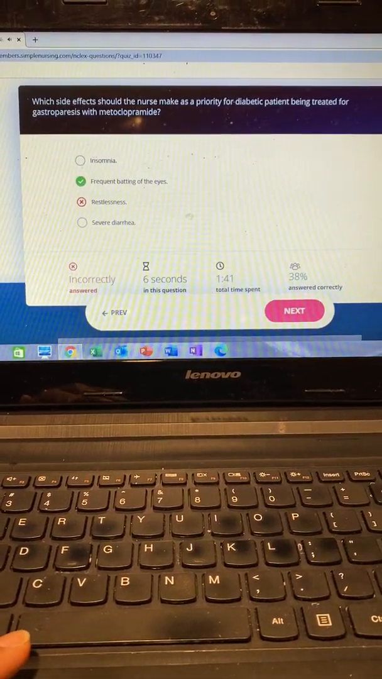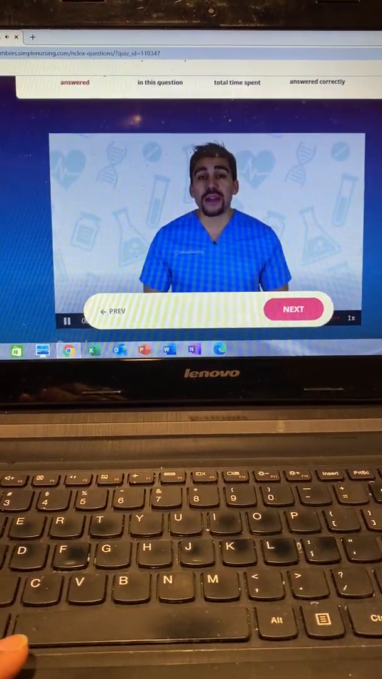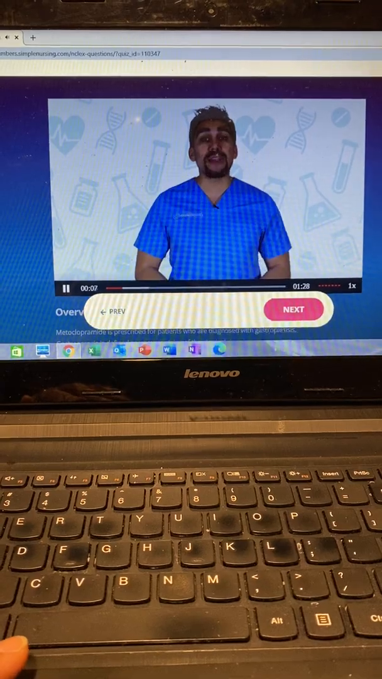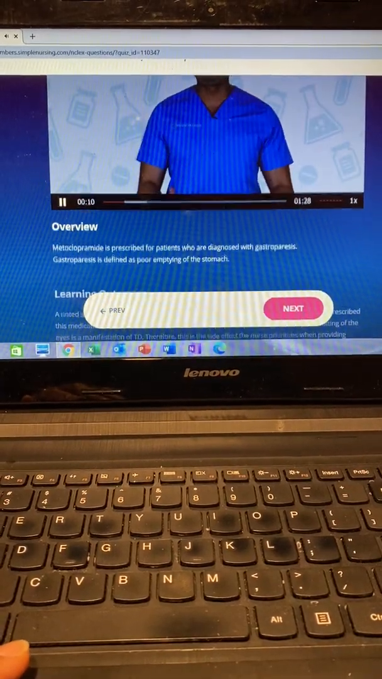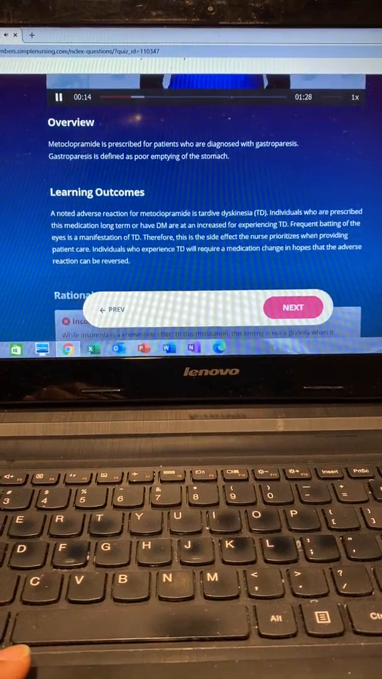Now, using our 3 steps, let's break this down. This question's asking for the priority side effect regarding the key problem, taking metoclopramide. So before looking at the options, we're already thinking tardive dyskinesia and GI upset.